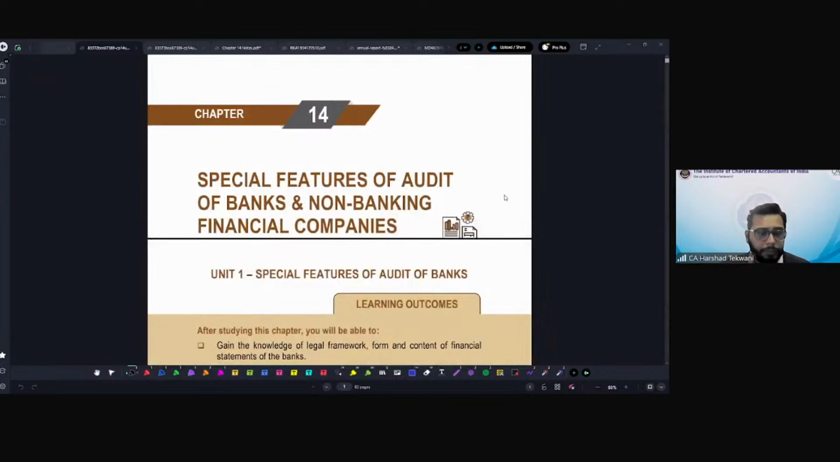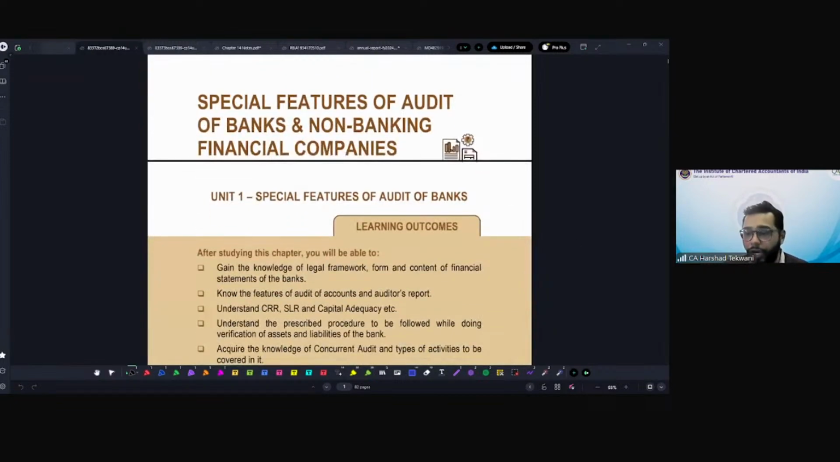Now, unit 1 comes to the special feature of audit of banks. What I will suggest everyone is please download the updated study material, because there are certain amendments, and based on that you will be able to see the updated study material from the portal. So please download the updated study material and then refer to that one. I have also taken the updated study material over here.